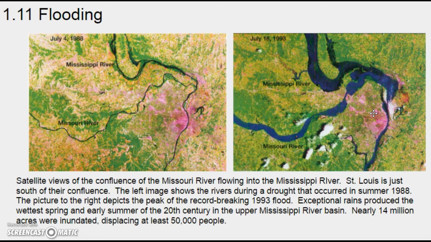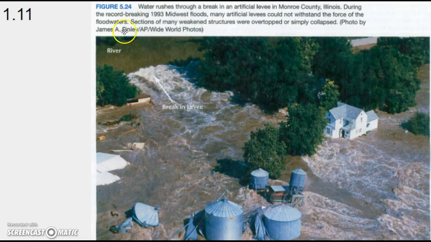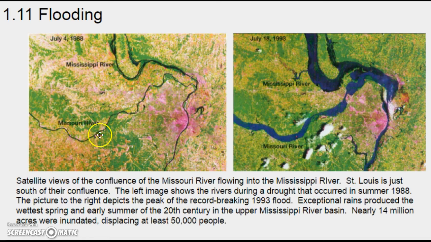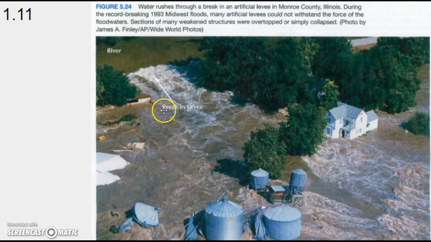Exceptional rains produced the wettest spring and early summer of the 20th century in the upper Mississippi River basin. Nearly 14 million acres were inundated, displacing at least 50,000 people. So flooding is something we hear about. Here we have a levee that actually broke, and it's kind of like a release valve. Imagine all this tremendous amount of water contained in this channel. Imagine some kind of berm or hill that breaks, and all this water would just flood in. What happens is that the water put so much pressure on the levee, it couldn't withstand the force of the flood water. The levee just broke and inundated the land here.